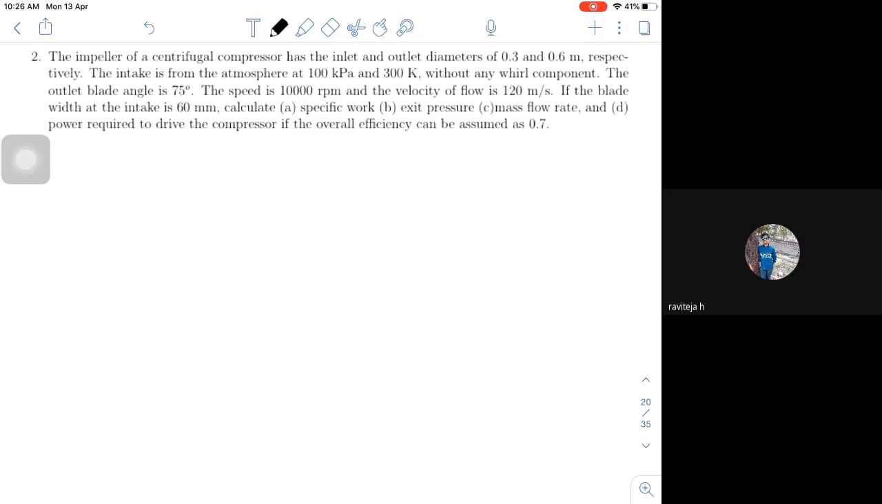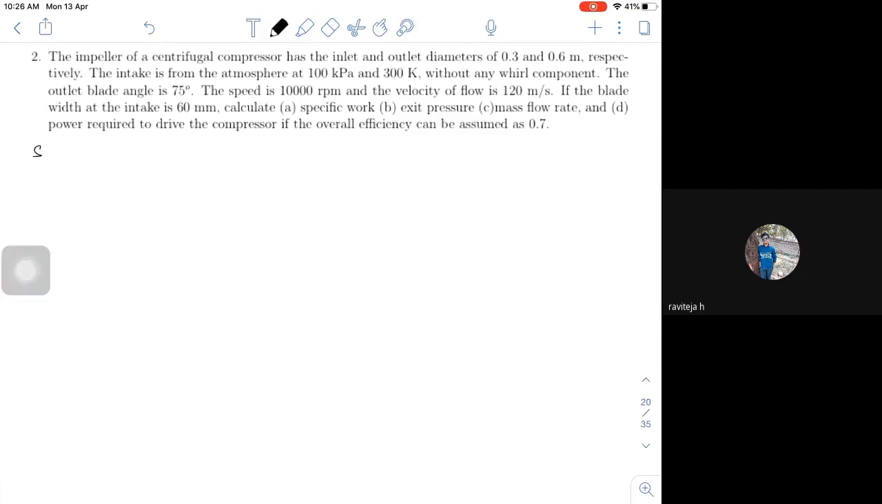Look at this. Here, my beta 2 is less than 90. The speed is around 10,000 RPM and the velocity of the flow is 120 meters per second. If the blade width at the intake is 60 mm, calculate the specific work, the exit pressure, the mass flow rate, and the power required to drive the compressor if the overall efficiency is around 0.7. Fine. So this is the numerical statement. Let's write the data that is given.